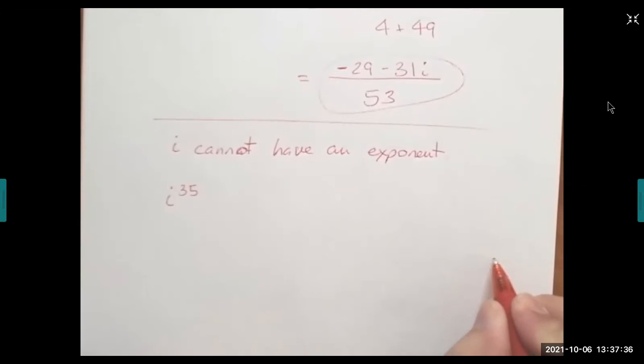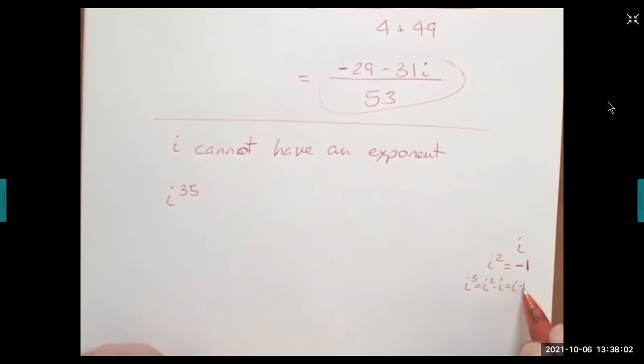Let's begin. Let's look for a pattern. We know the first thing is we start off with i. Then we know that i squared is equal to what? -1. i cubed is i squared times i, which is -1 times i, which is negative i.